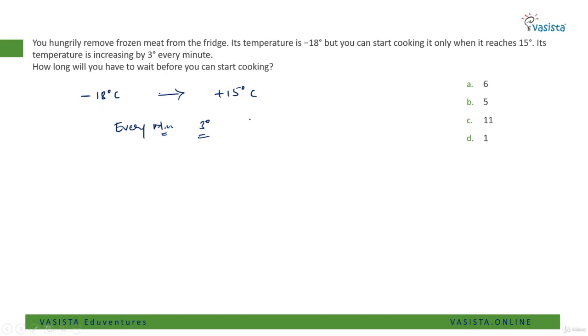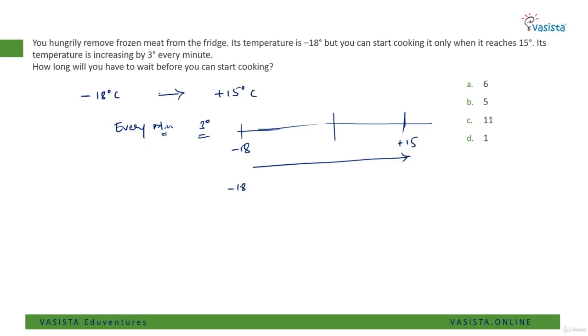Right? So from here, take a number line here. Here it is minus 18 and here plus 15. So from here to here it should reach, so that only then you can start cooking. Right? What you can do is, every minute it is going to increase 3 degrees centigrade. So what you can do is first you divide this.